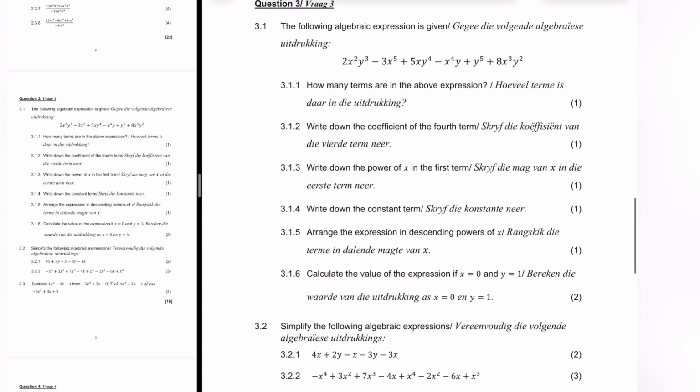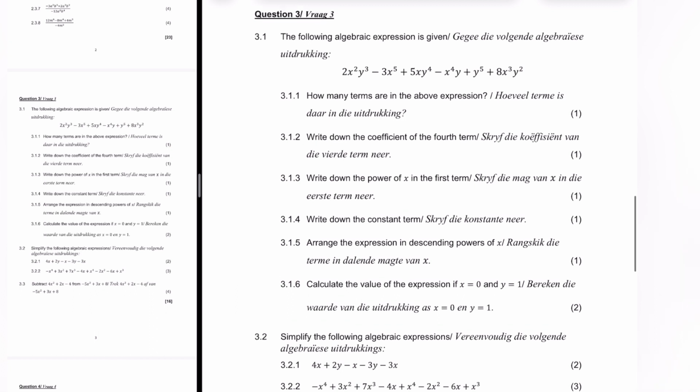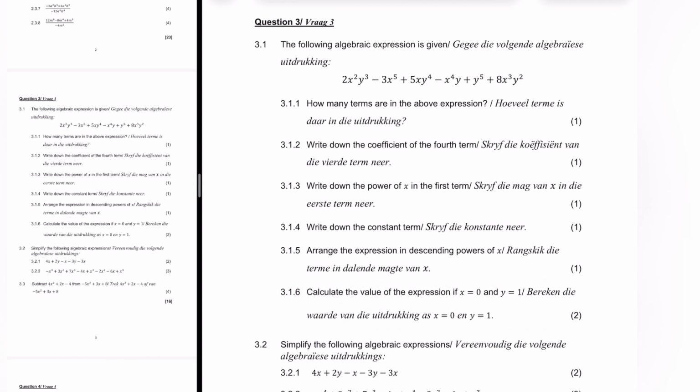So number 3.1.1 asks how many terms are in the above expression. Our plus and minus signs separate the terms. So if I look at this, I've got 1, 2, 3, 4, 5, 6 terms. So there are 6 terms in this algebraic expression.